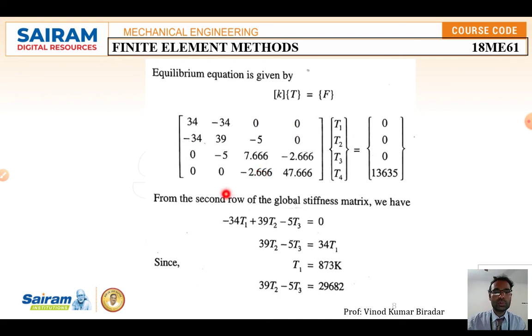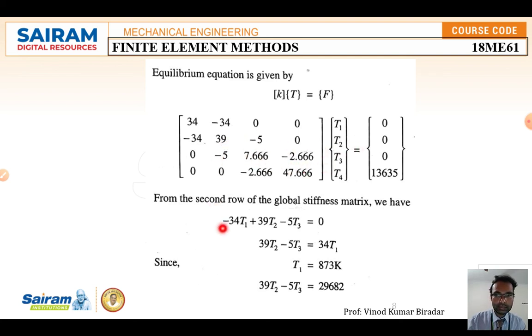In the given question the temperature T1 is given, so T1 is equal to 873. Eliminate the first row first. In the second row: 34 into T1 plus 32 into T2, minus 5 into T3, and the 0 into 0, 0 is equal to 0. Coming to the next row, 0 into T1 is 0, minus 5 into T2, and 7.6 into T3. Second row completed.